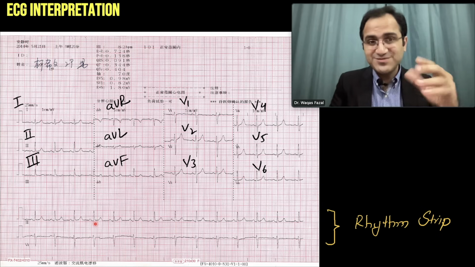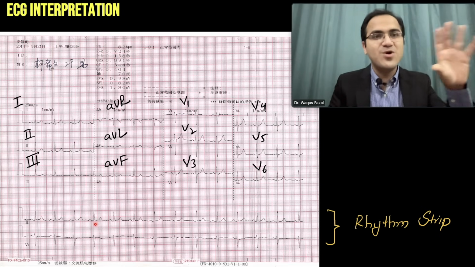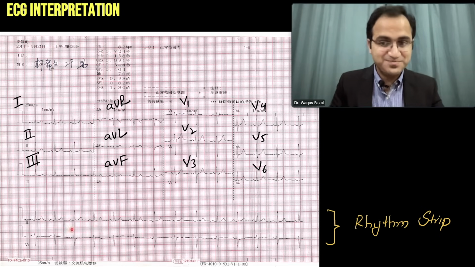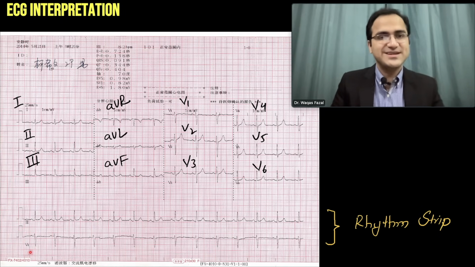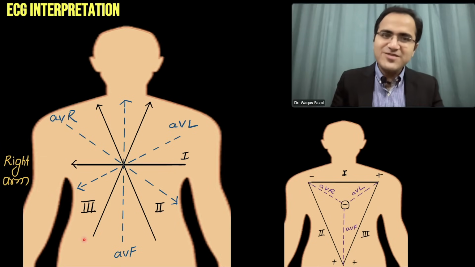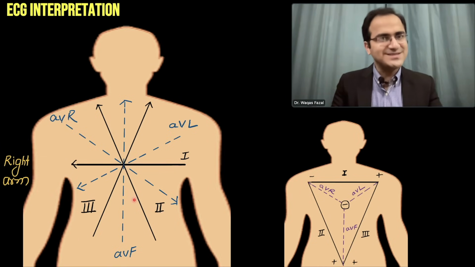What is the use of rhythm strips? We'll discuss it in our video on abnormal rhythms of ECG. You can use lead 2 as a rhythm strip. You can also use lead V1 as a rhythm strip. Now, if you have understood these leads, you will be able to answer these simple questions.